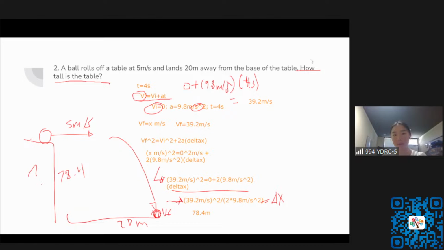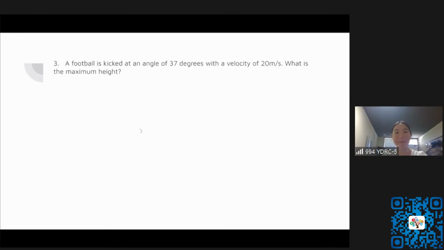Try this problem. And if you don't know how to do it, just message me and I'll tell you basically how to do it. Otherwise, you guys won't know how to do it if you just don't ask, okay?